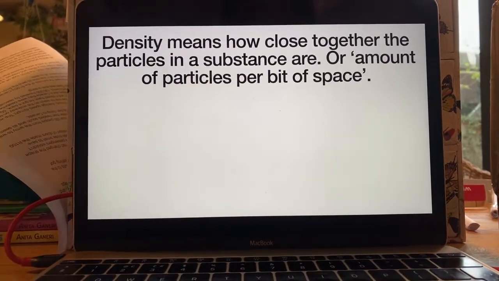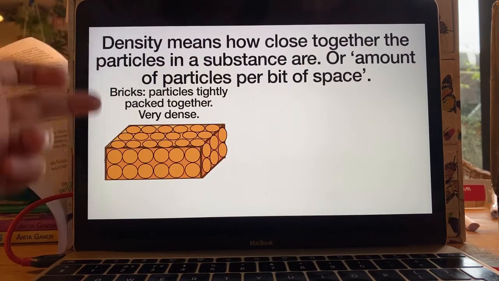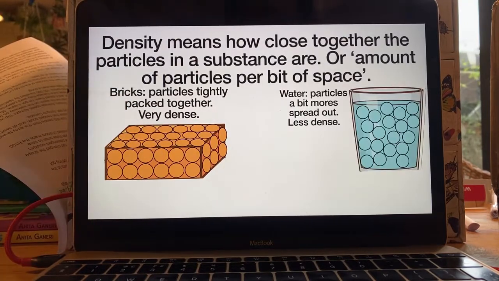Right, so what does density actually mean? Well, that's quite a good warm-up. You can think of density as how close together the particles in a substance are, or a better way at this level to think of it is the amount of particles per bit of space. So you picture a brick. If you look at a brick, the particles are quite tightly packed together, so you'd say that was quite dense.